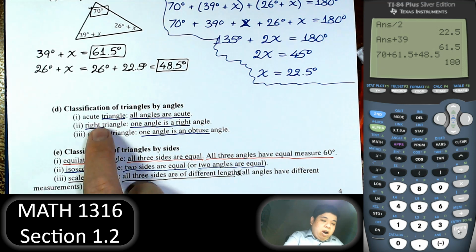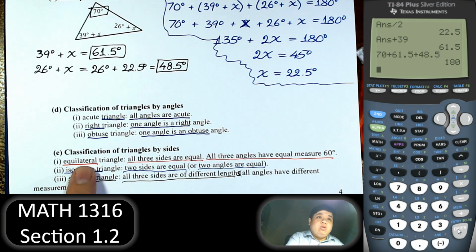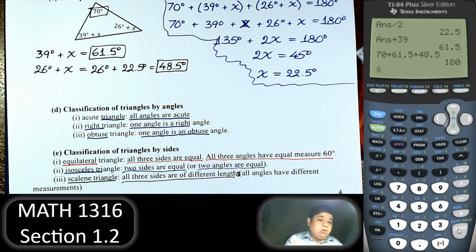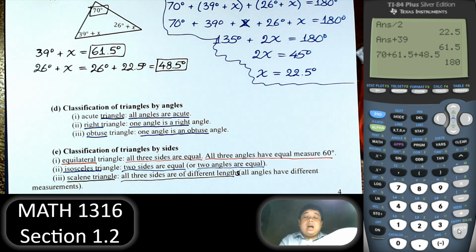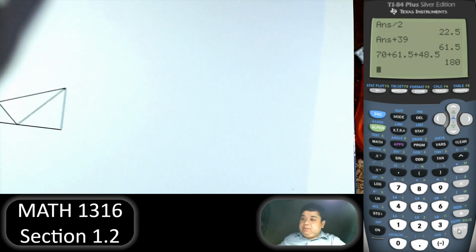Acute, right, obtuse, if we want to classify based on angle. Based on side, we have the equilateral triangle, all three sides are equal. Isosceles, two sides are equal. And scalene, all of them have different sides.